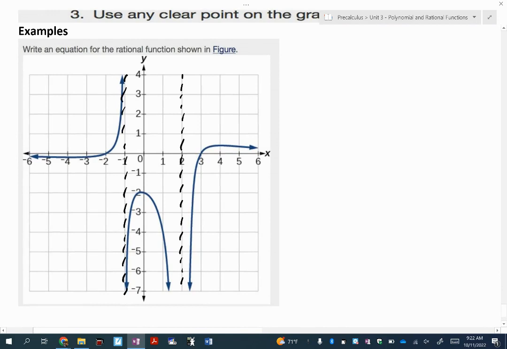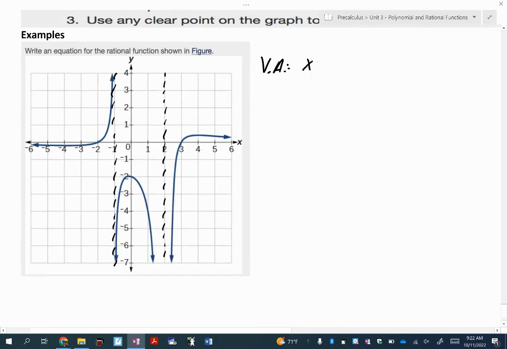Here's another vertical asymptote. So my vertical asymptotes are going to be x = -1 and x = 2. Okay? Now, in terms of my x-intercepts, because this is going to give me my numerator stuff, I have (-2, 0), and it doesn't look like a double root, it just looks like it crosses. And I also have (3, 0), and again, that looks like a single root, because it looks like it's just crossing, okay?